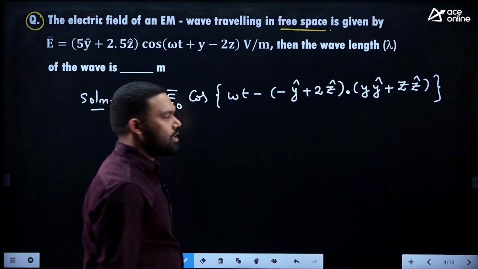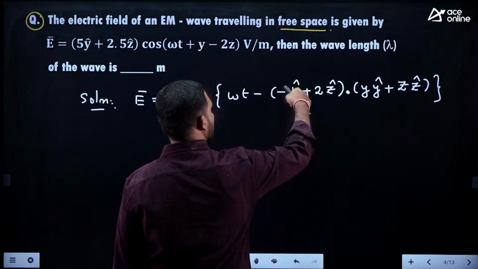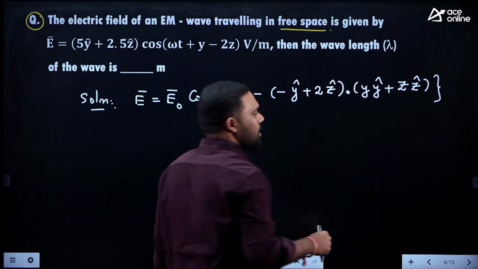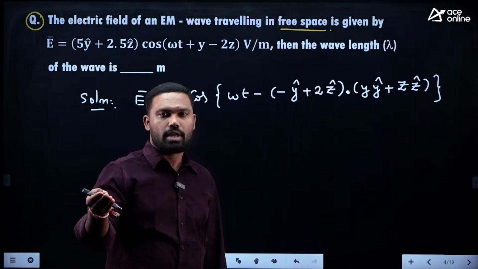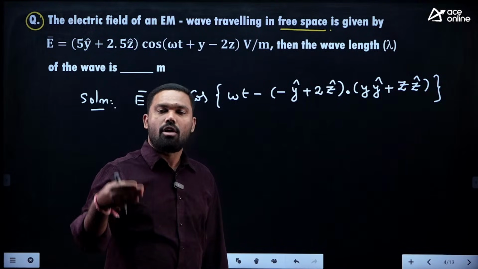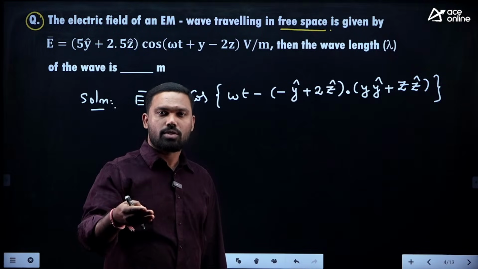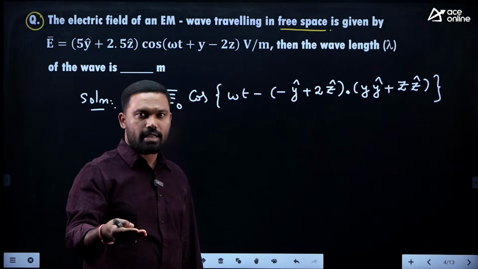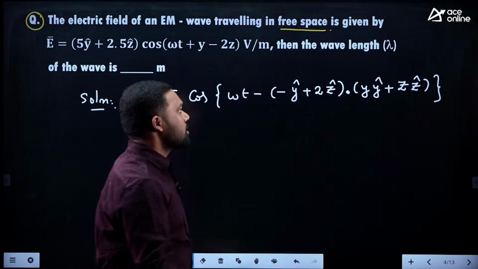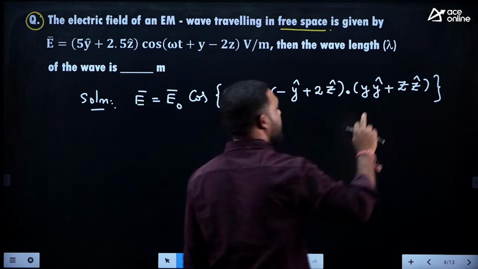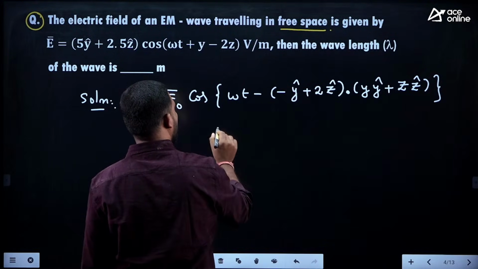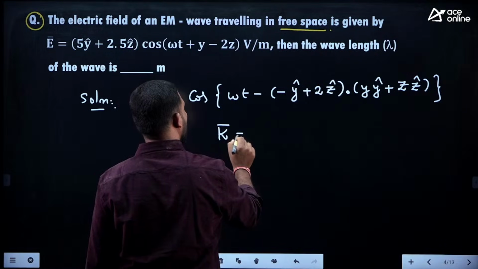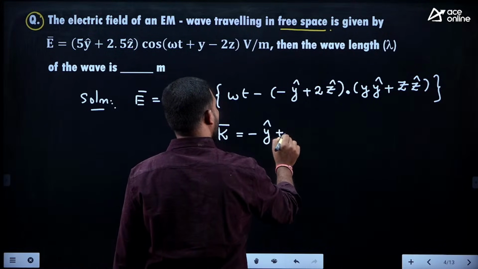See, all the negatives must be given to this one. This is a position vector. In our analysis, if you go back and check, all the angles are defined with respect to the positive x-axis, positive y-axis, positive z-axis, that means in the first octant. So this position vector must be maintained positive. All the negatives must be given to this vector. So what is this vector? It is a wave vector k, which is equal to minus y cap plus 2z cap.